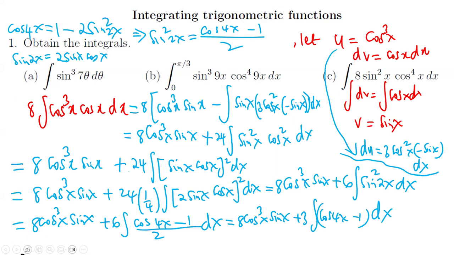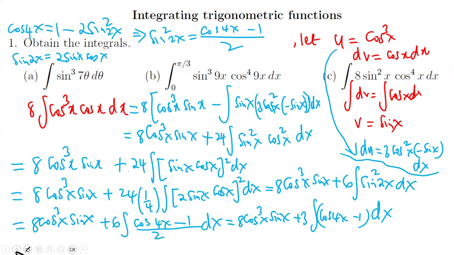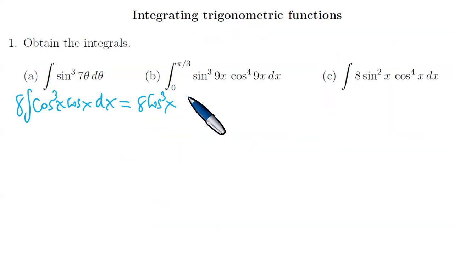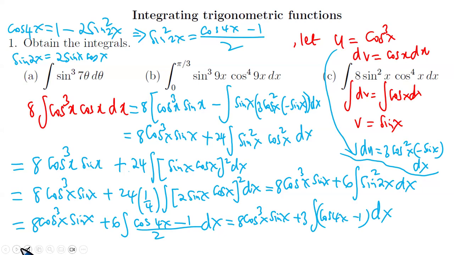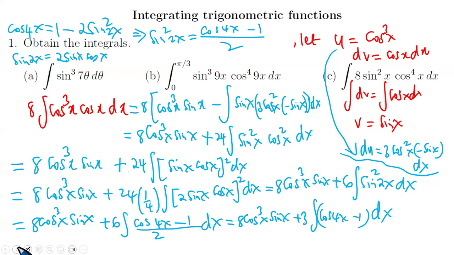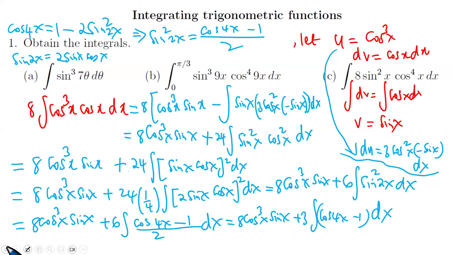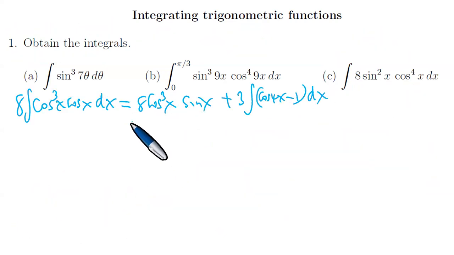8 cosine cubed x sine x, plus 3 cosine 4x minus 1, dx. So what is this?